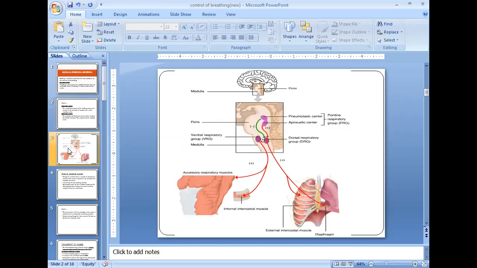Now see the diagram. This is the human brain. This part is called the medulla. This medulla has two portions. This is called the ventral portion. This is called the dorsal portion, and these two are called the lateral sides of the medulla. So you can see both these portions control the mechanism of breathing.